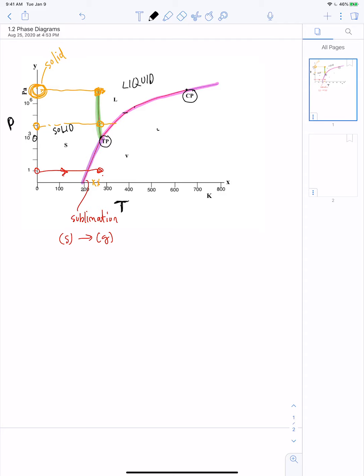And so for water, it just happens that we're in the sweet spot on Earth where we go from a solid to a liquid to a gas. But on other planets, it might just go immediately from solid to gas.